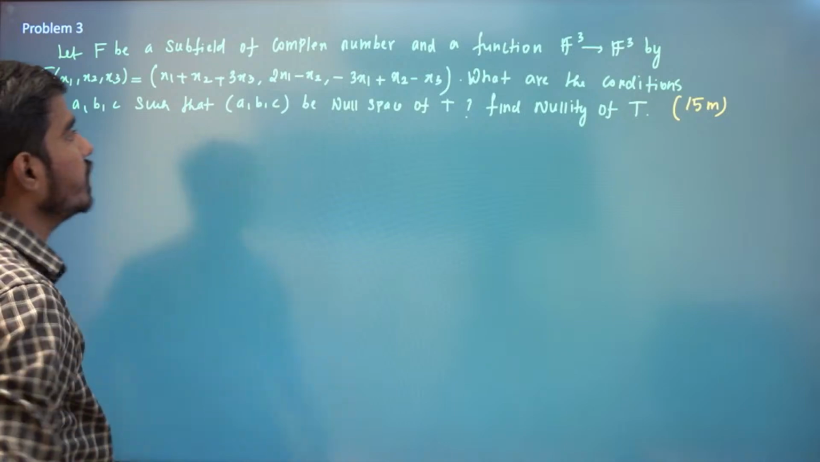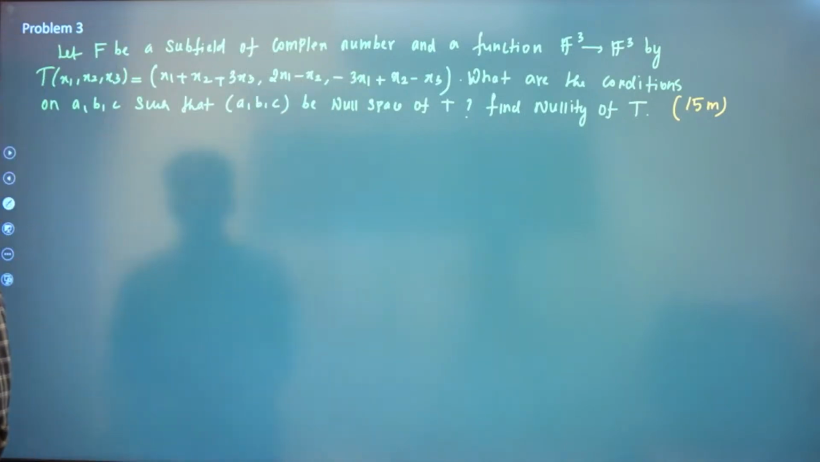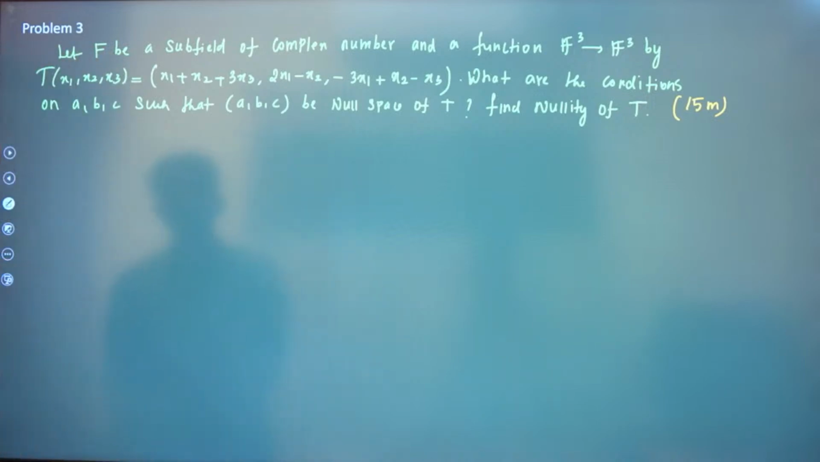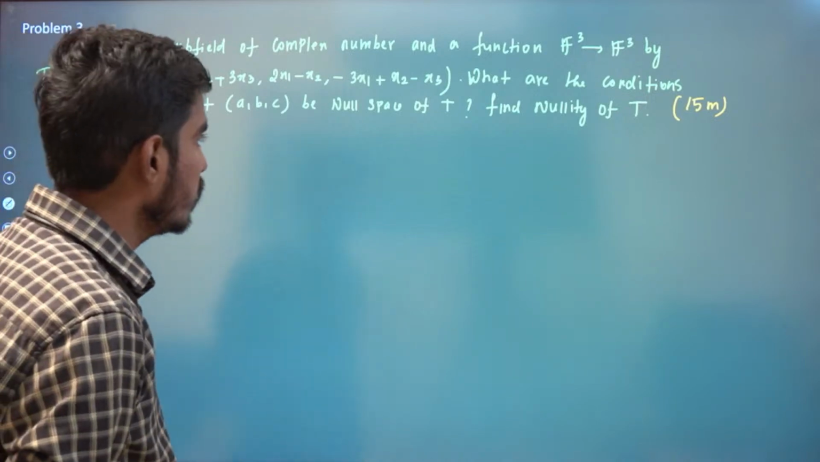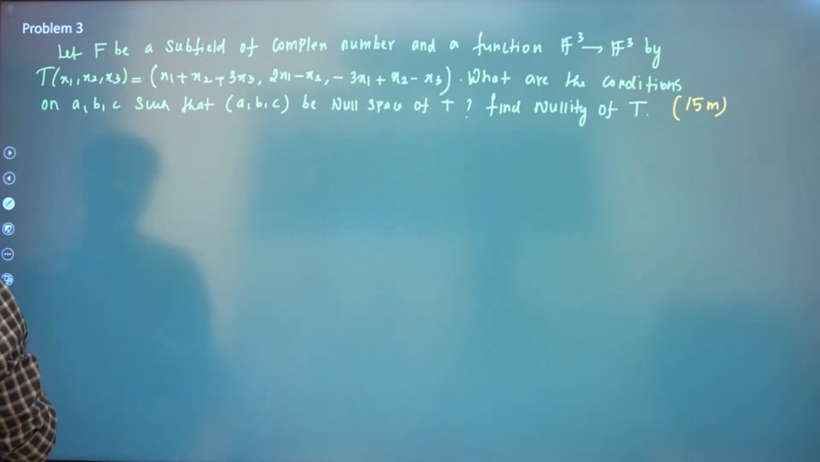Let F be a subfield of the complex numbers and a function from F3 to F3 given by a linear map T of x1, x2, x3 as given. What are the conditions on a, b, c such that (a, b, c) will be in the null space of T? Okay, so we will find the null space of T, right?